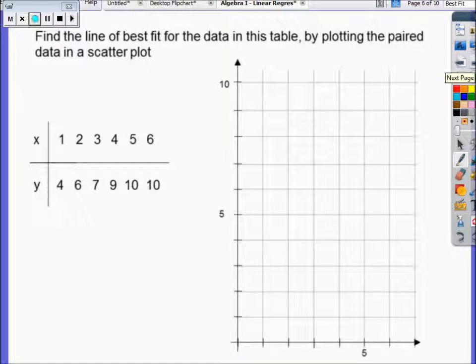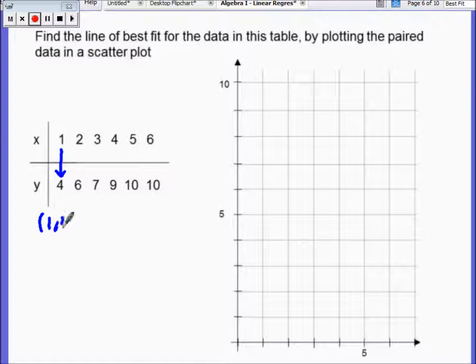We want to find the line of best fit for the data in this table below by plotting the paired data onto our scatter plot. As I'm going through and doing this, you should be doing this in your notes as well. Our first value is when x is 1, y is 4. So that's going to give us the ordered pair 1, 4. Let's put that onto our graph.